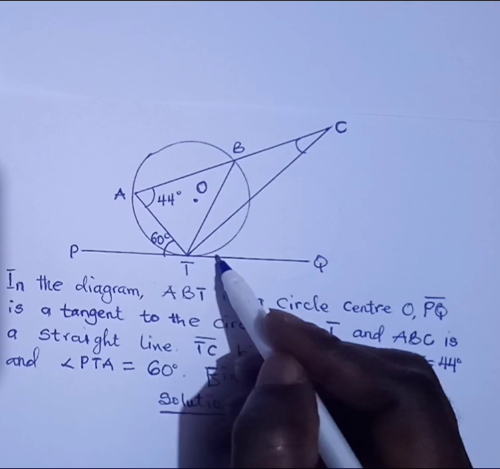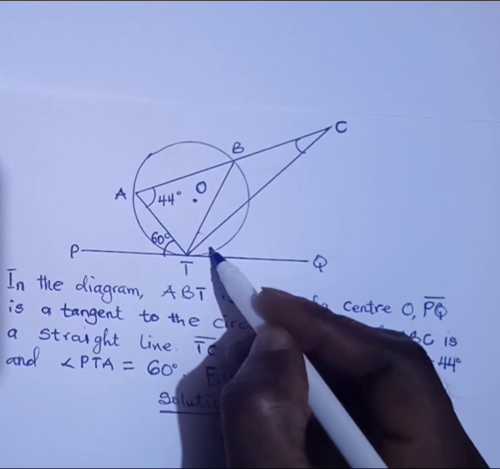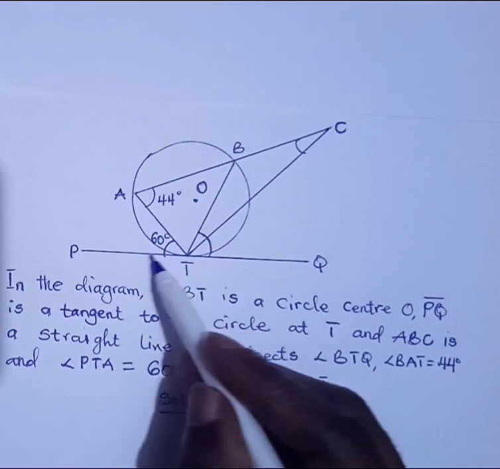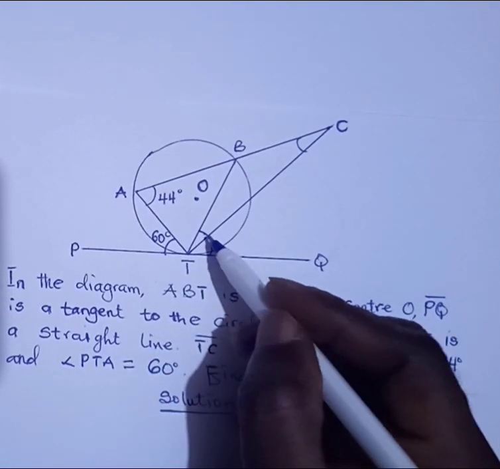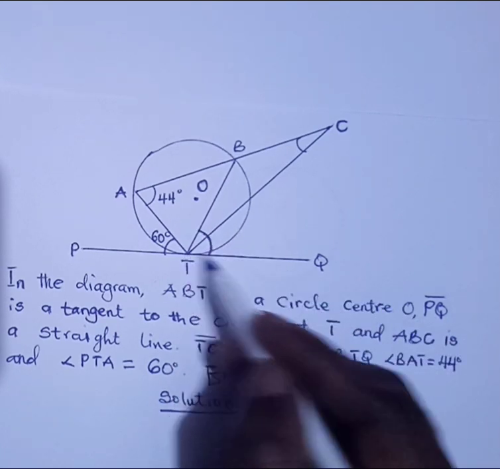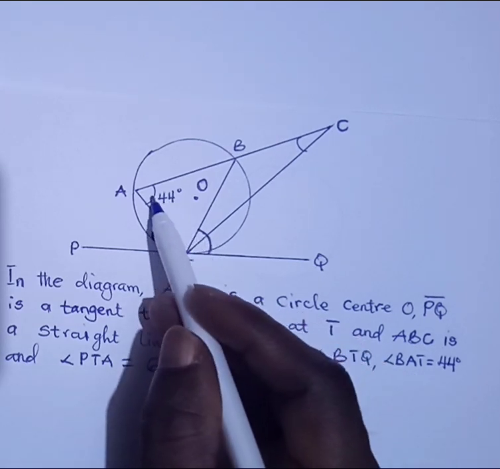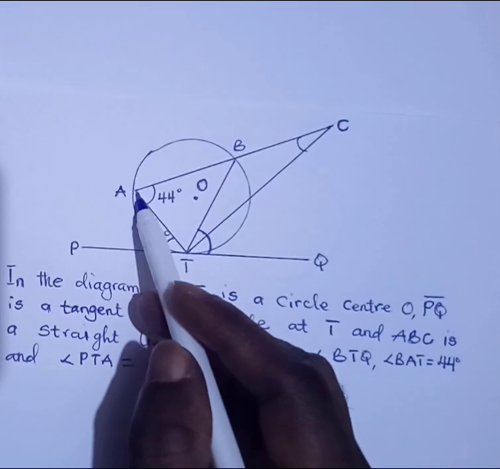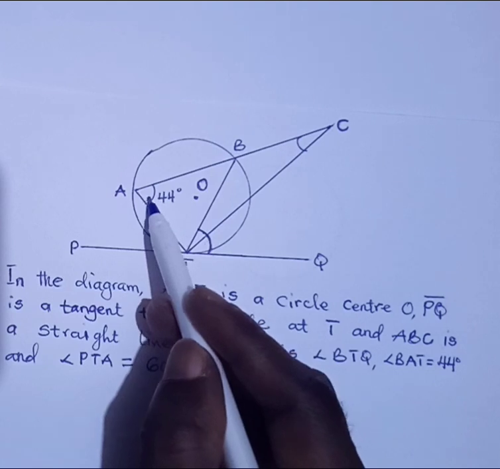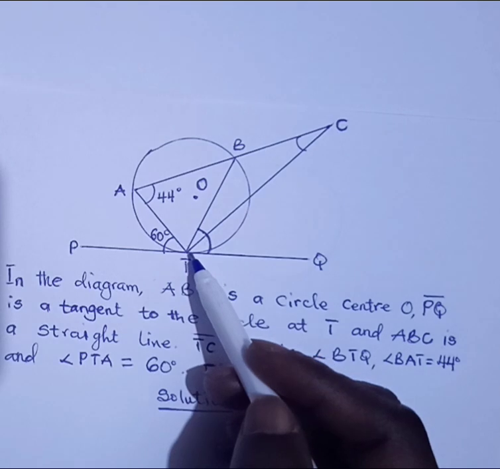So if this is a tangent line and this line here is also a chord, then the angle formed here, between this chord and the tangent line here, is equal to the opposite angle formed in the alternate segment. So looking at this angle, it is opposite to this angle. That is what this property says.